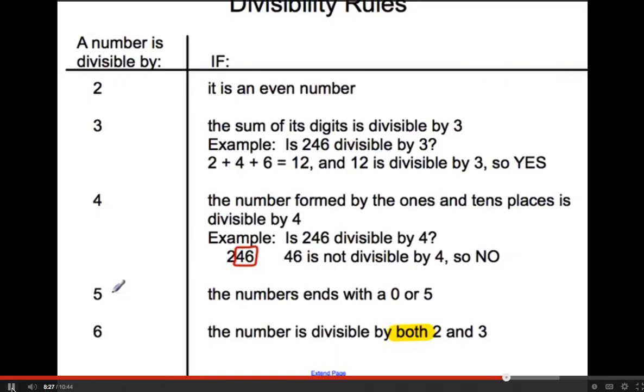5. A number is divisible by 5. Kind of mentioned that one already. If the number ends with a 0 or 5. Pretty straightforward. A number is divisible by 6 if the number is divisible by both 2 and 3. So if you think about that, in order for a number to be divisible by 6, it has to be an even number that is divisible by 3. So it's got to be an even number that you can do the 3 trick on. So both 2 and 3.